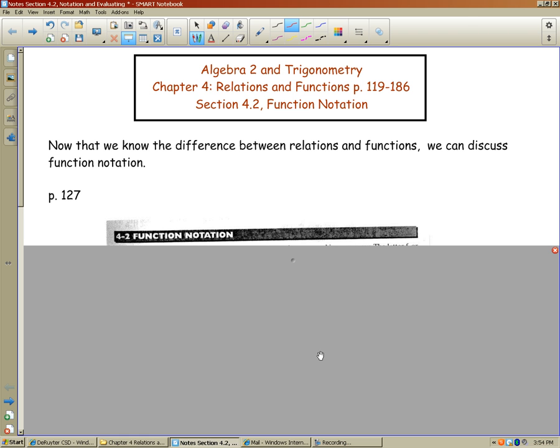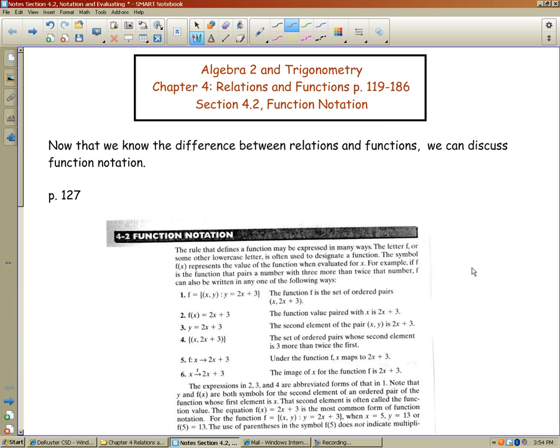So you'll need to open your books to page 127. Halfway down the page, you'll see this heading, 4.2, Function Notation. So in your book, it explains that. What I'm concerned about is right here: 6 different ways to write the exact same thing.